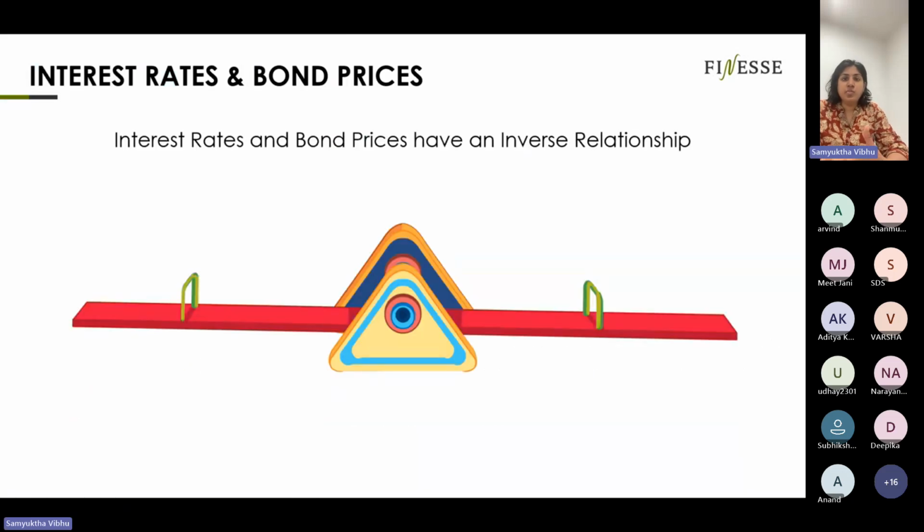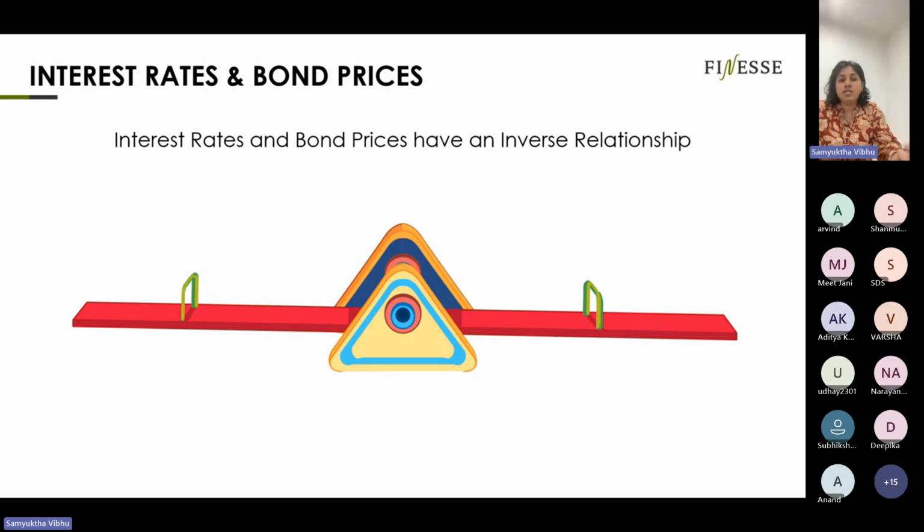So there's a very simple relationship between interest rates and bond prices. Ideally, when your interest rate goes up, your bond price is going to come down because people would want to own newly issued bonds which are paying a higher rate of interest. So the demand for older bonds reduces. Similarly, if your interest rate goes down, your bond price is going to go up because the demand for older bonds which are paying a higher interest rate will go up.